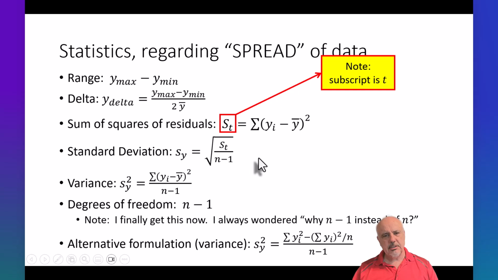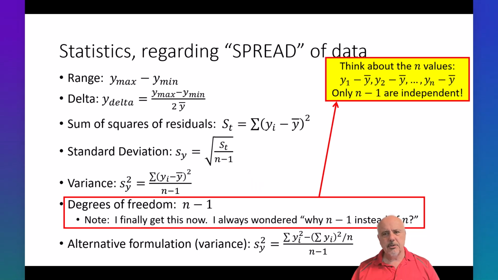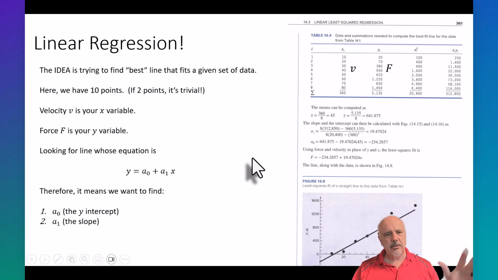Standard deviation is where you take the S_t and you divide it by n minus 1, and then you take the square root. So I've always wondered, why is it n minus 1 and not n? Well, it turns out that we only have n minus 1 independent numbers, so that was finally enlightening for me to get that standard deviation. Okay, so let's take a look at linear regression.